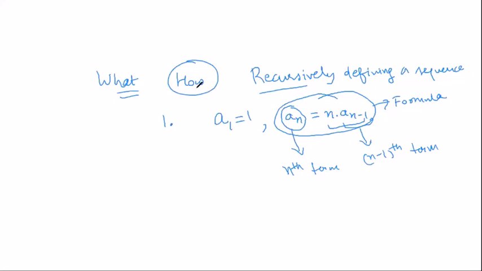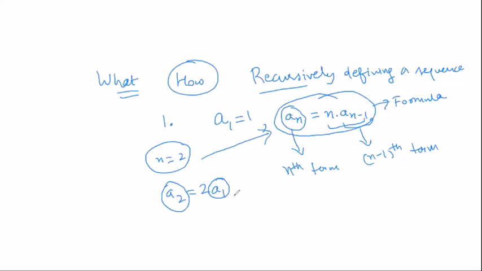But this is one example, right? Obviously, if you look at this way of defining the sequence, because now I'm interested in looking at the terms of this sequence, if I substitute n equals 2, you see a2 is 2 times a1. That means to get the value of a2, I need to know the value of a1.